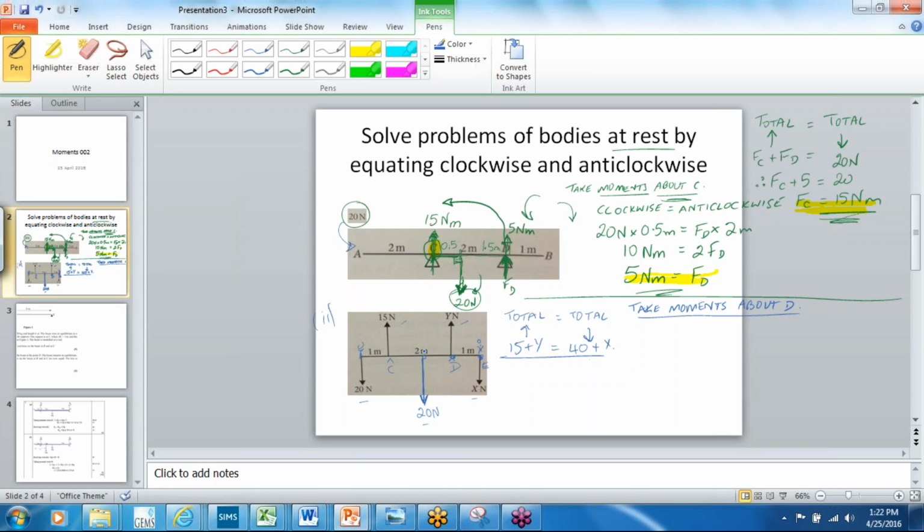Let's take moments about D. And that means all the clockwise forces have to equal all the anti-clockwise forces. So have a look at, this is a clockwise force here, and this is a clockwise force at 15 newtons. Those 2 forces are going to equal the anti-clockwise forces, which is this one, and this one. So there's two anti-clockwise forces, 2 clockwise forces. See that? So let's take the clockwise force and equal the anti-clockwise force.